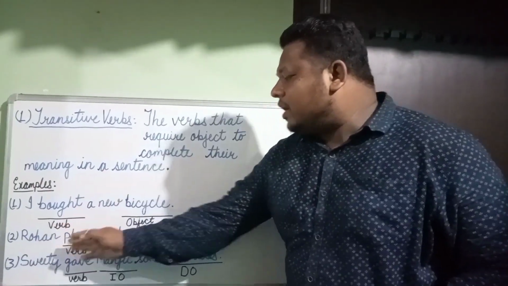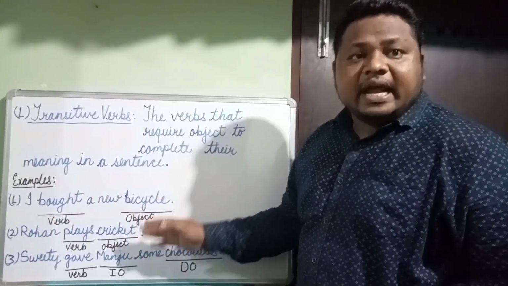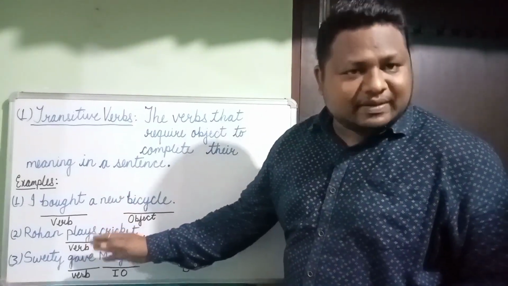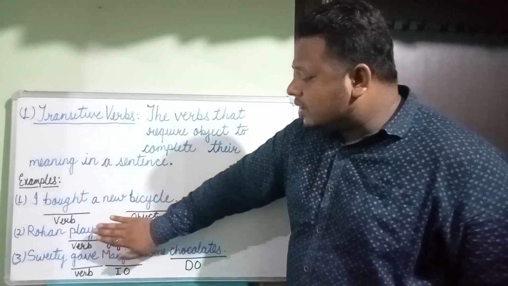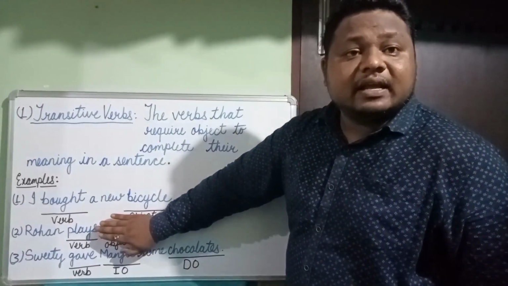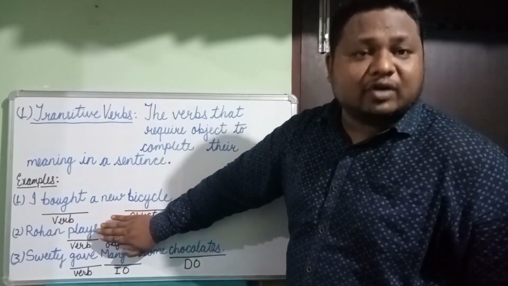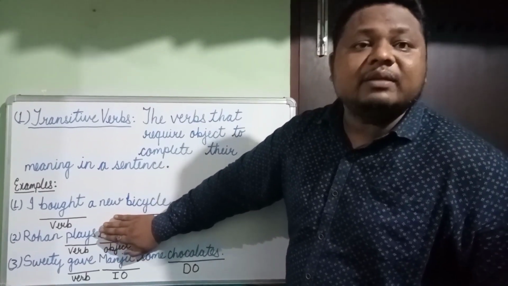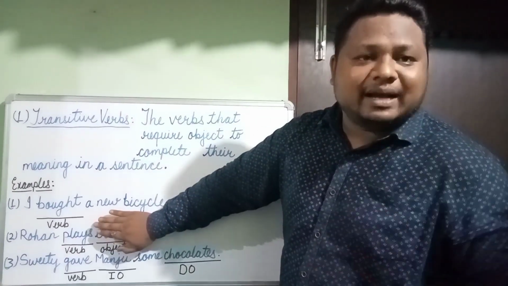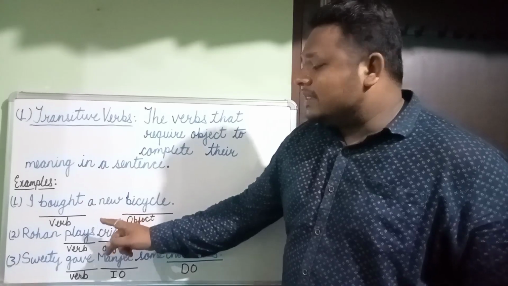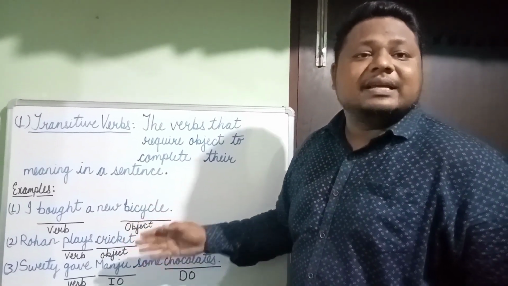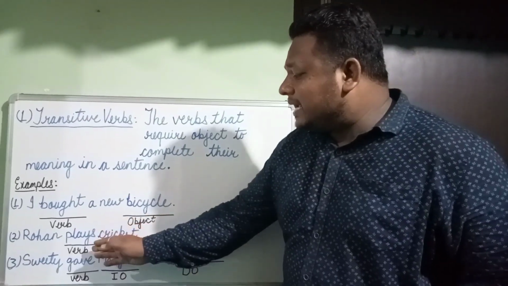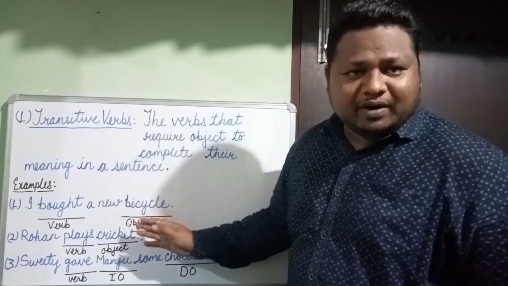Number 2, Rohan plays cricket. In this sentence, plays is the verb and cricket is the object. Now, if we remove the object cricket, then the sense of the sentence is not complete. It will be Rohan plays. It sounds incomplete. That's why the verb plays needs an object to complete its meaning. So plays is the transitive verb.